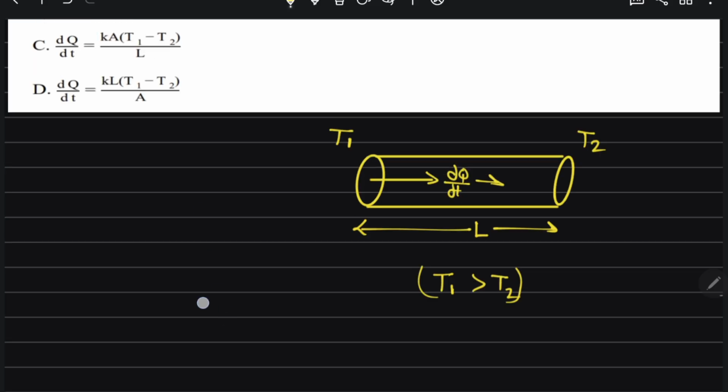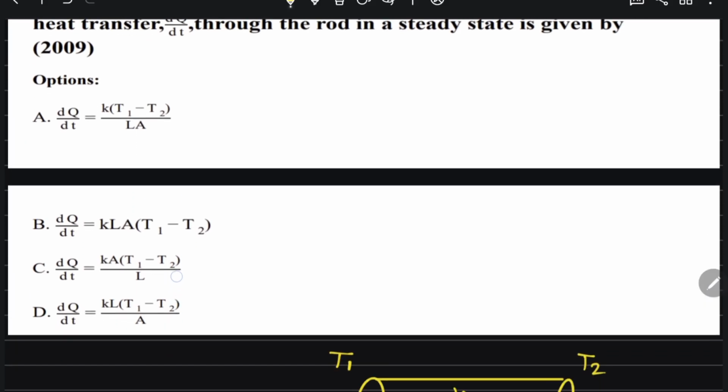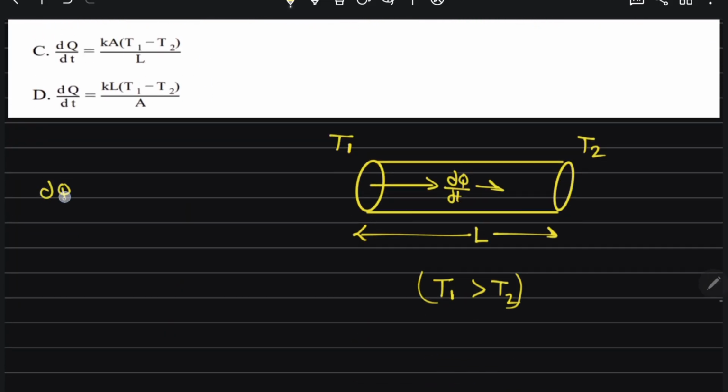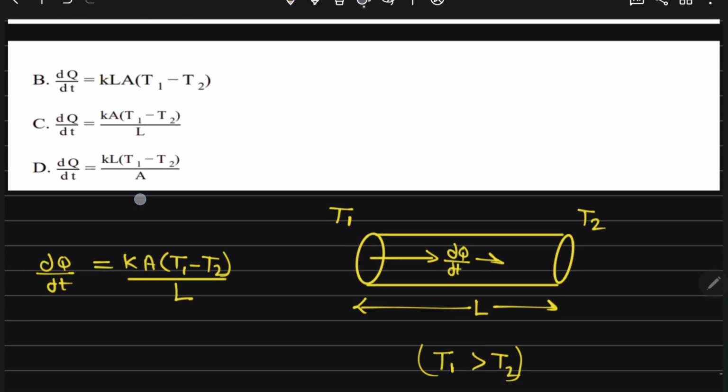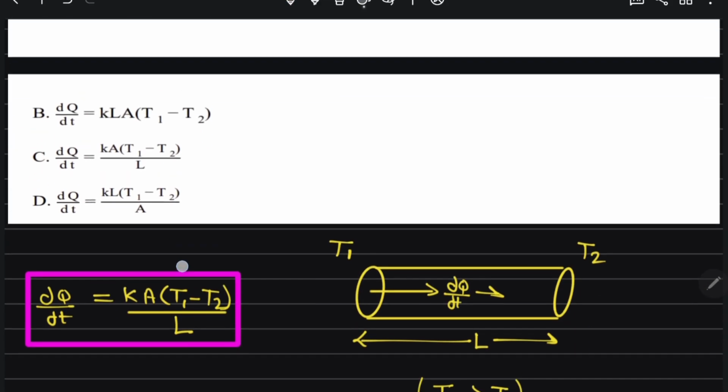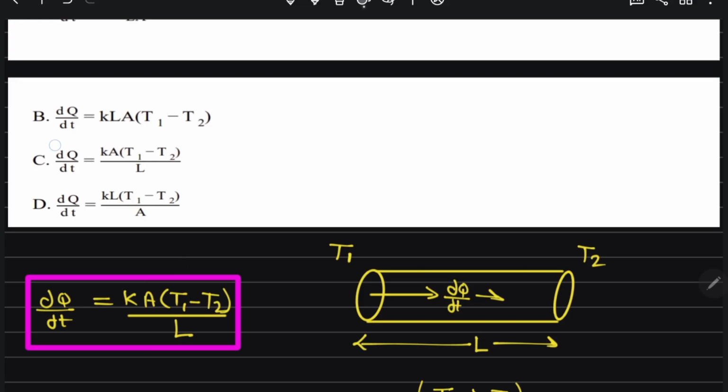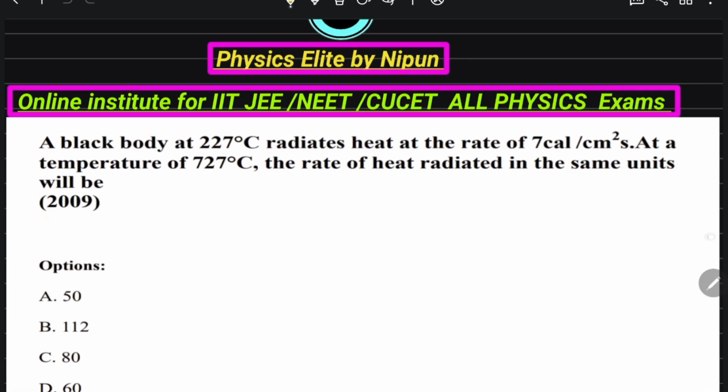So what they are asking, heat transfer means dQ by dt, is equal to K A (T1 minus T2) divided by L. So this is the equation. Which option is going to match? dQ by dt equals K A (T1 minus T2) over L. Option C is correct. Now I proceed to the next question.